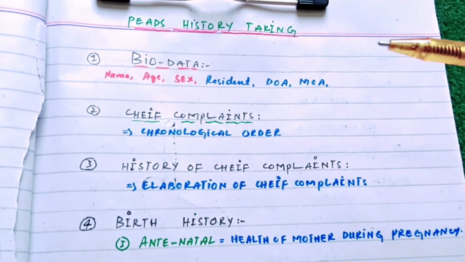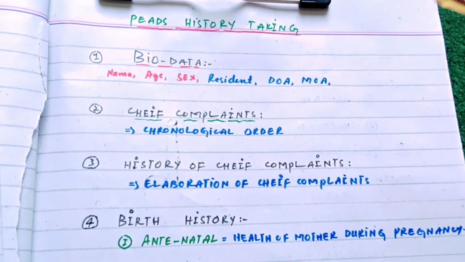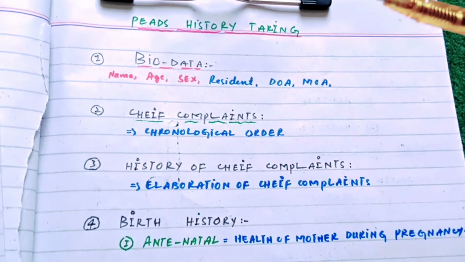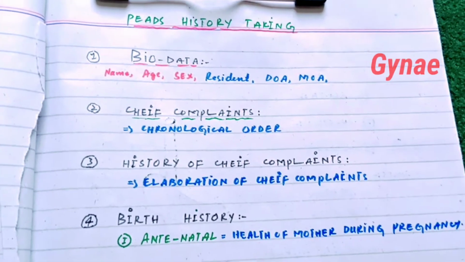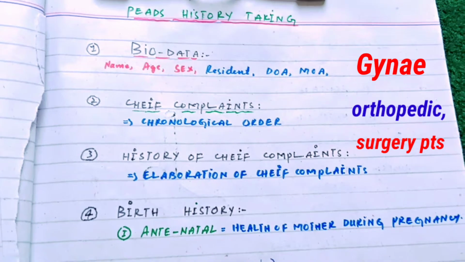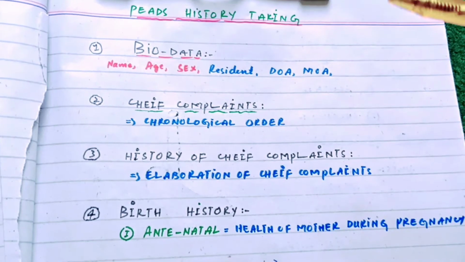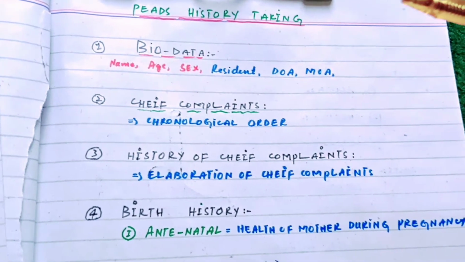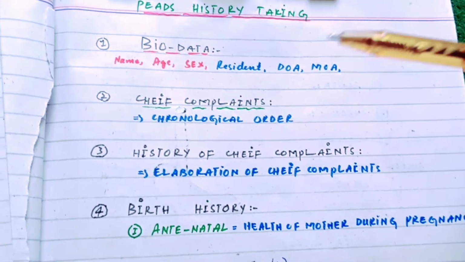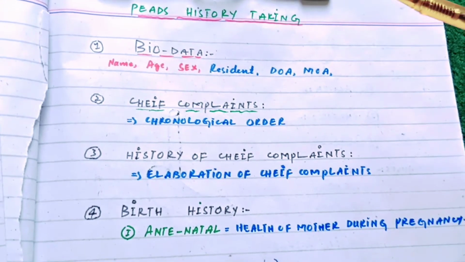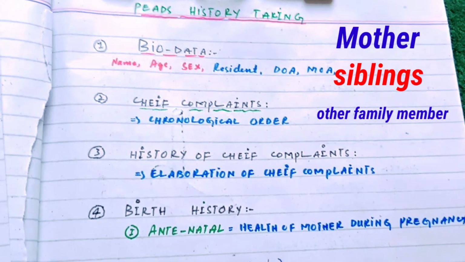So the pediatric history is actually the history from the child patient, and the history taking pattern is the same for all types of patient, whether it is a gynae patient or an orthopedic surgery patient or any other patient, but there are minor differences. For example, in pediatric history taking, we sometimes can't take history directly from the child because some children are unable to talk, and we usually take history from the child's attendant, who may be his or her mother, or his or her sibling, or any other family member.